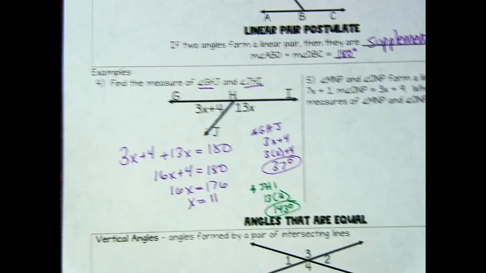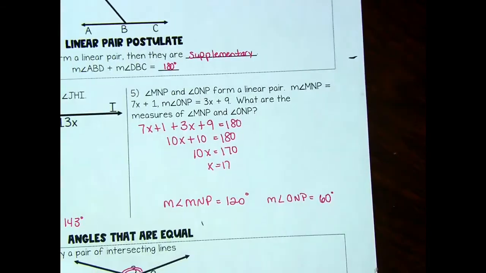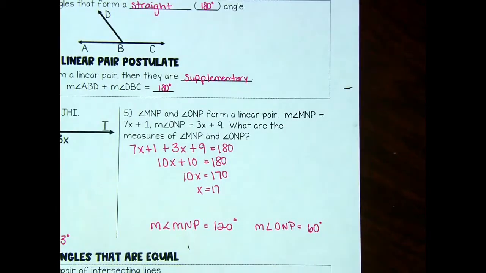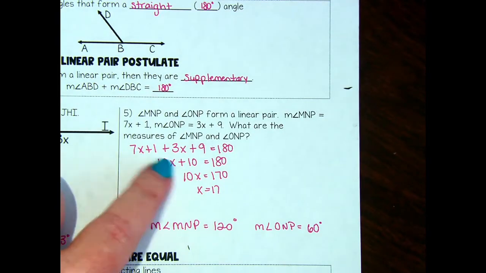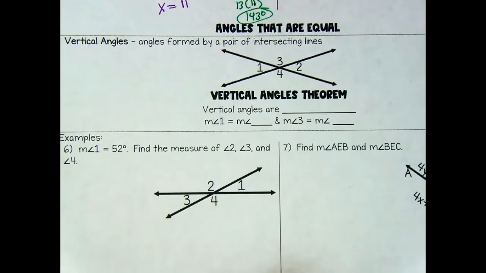Please try this example. Because they form a linear pair, we can set them equal to 180, solve for x, and substitute. The next term that we are going to learn is vertical angles. And vertical angles are formed by a pair of intersecting lines.